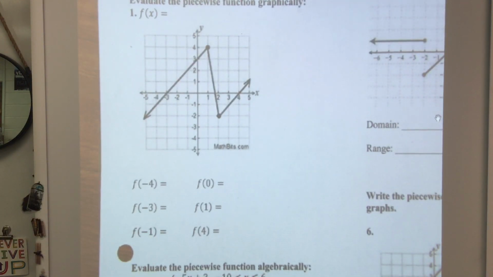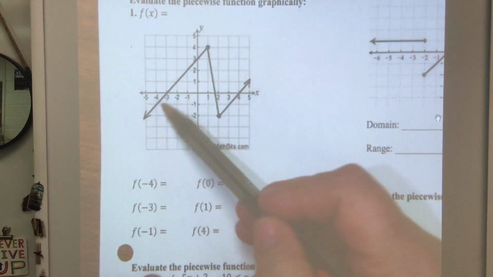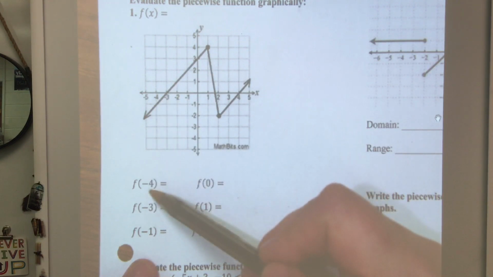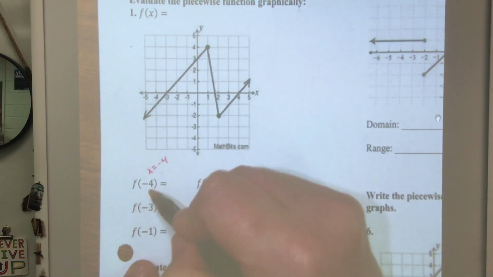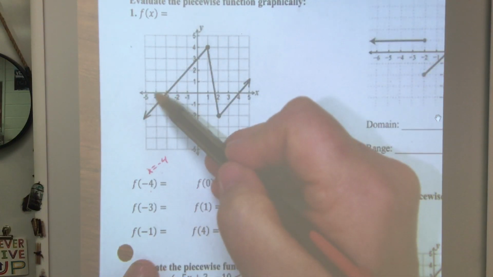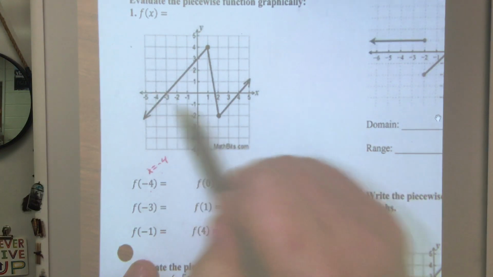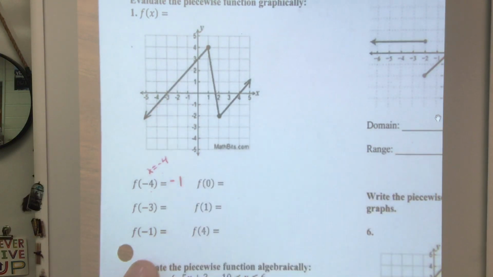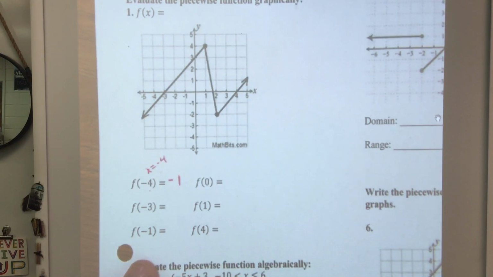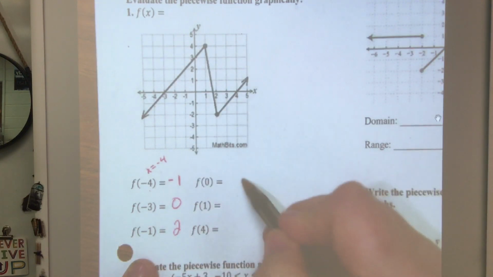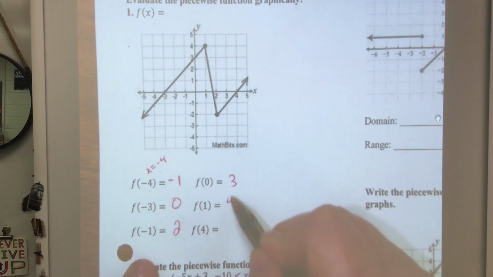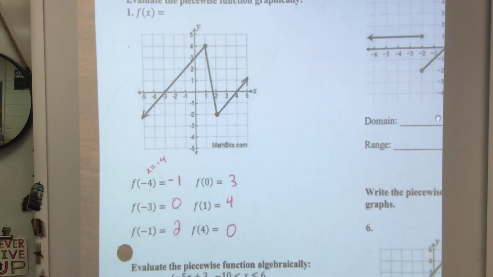And I'm not going to go into this one too deeply because I've already done a ton of problems like this. Basically you just look at the graph, this means x equals -4. What does f of -4 equal on the graph? So at -4, it would equal -1. So number 1 is -1. Number 2: -3 is 0, -1 is 2, 0 is 3, 1 is 4, and f of 4 is 0.